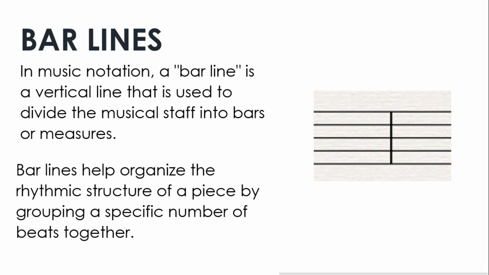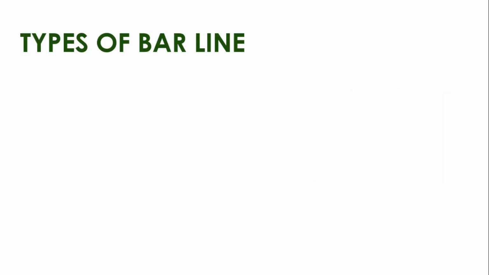All these things you will understand in the next lesson when we talk about time signature. In this lesson, just know that there are bars and there are also what we call bar lines. And these bar lines help to organize the rhythmic structure of a piece of music by grouping a specific number of beats together. Types of bar line.